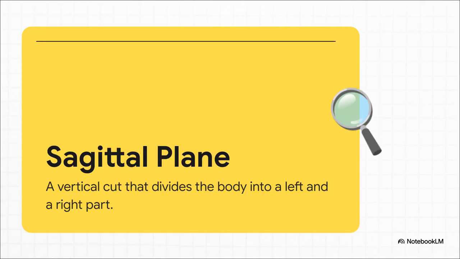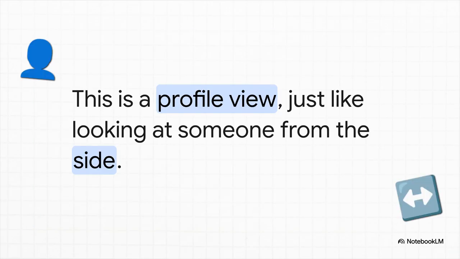Next, we have the sagittal plane. This one's a vertical slice, but it divides the body right down the middle, separating it into a left side and a right side. This one's super easy to remember. It's essentially a profile view, just like when you look at someone from the side. It gives us this perfect silhouette of the body, but from the inside out.